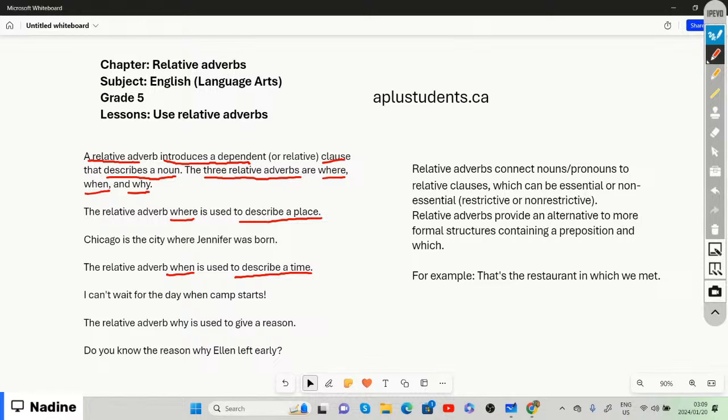And then the relative adverb why is used to give a reason. For example, do you know the reason why Ellen left early?